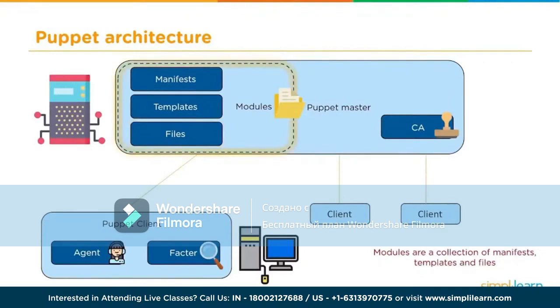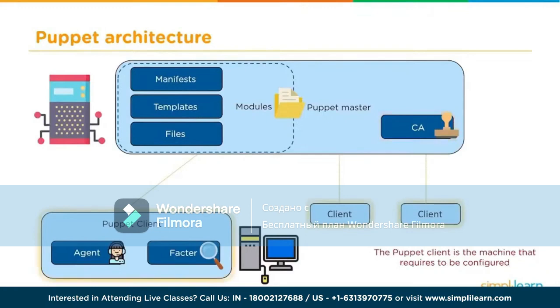So modules is not a separate component as such, it just provides a very clean hierarchy. This is the most important component of the Puppet master, CA, which stands for Certificate Authority. Now, as we will see later in this video, the Puppet master and the Puppet client communicate through an exchange of SSL certificates. So when the client sends over the certificate to the master, CA provides the master the authority to sign these certificates. The minute the master signs a certificate, the master is basically saying that yes, this client is registered with me and I agree to exchange data with this client.